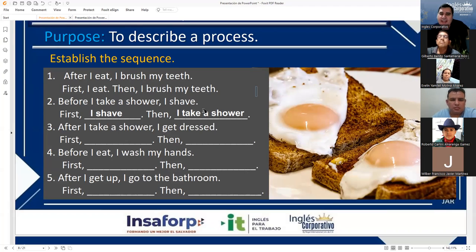When you use before, the second mentioned is the first, and the other one is the second. But when you use after, the first one mentioned is the first, and the second mentioned is the second, like in this one. So, first, I take a shower. Okay, I told you the answer, right? I get dressed. Yes, after I take a shower, I get dressed.